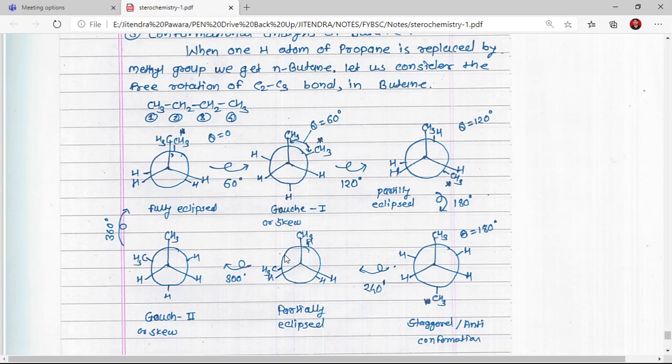Now the third most stable conformation is the partially eclipsed conformation, because in this conformation there is no direct overlapping of CH3 CH3. It is a partial eclipse, so it has two CH3-H interactions and one H-H interaction.